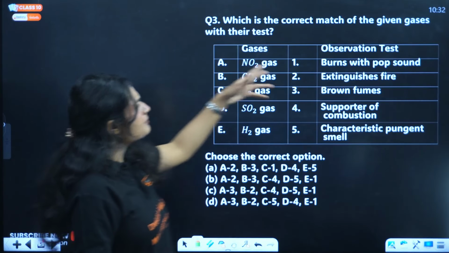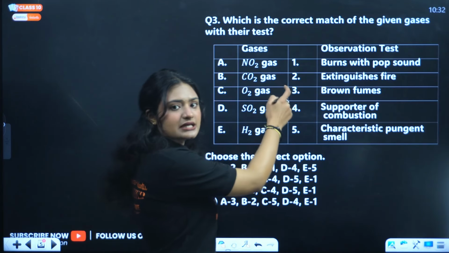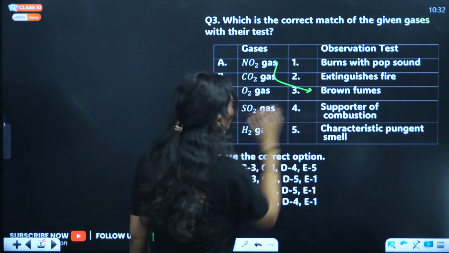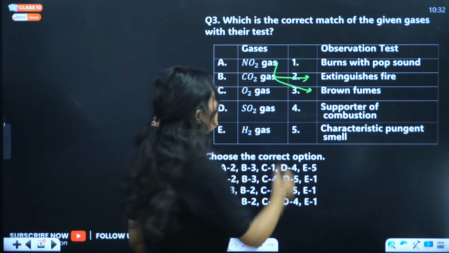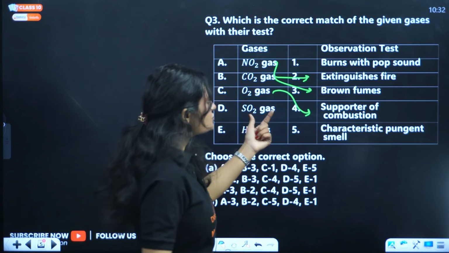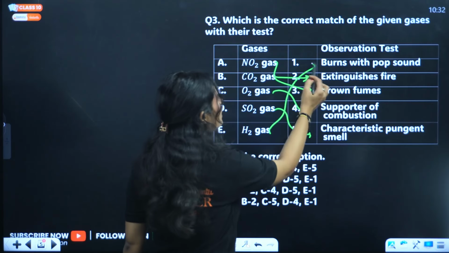Which is the correct match of the given gases with their test? NO2 gas gives brown fumes. Carbon dioxide gas extinguishes fire. Oxygen gas is a supporter of combustion. SO2 gas has a characteristic pungent smell, and H2 gas burns with a pop sound.